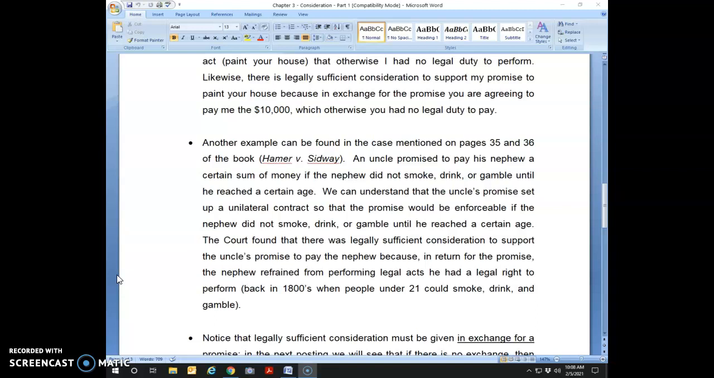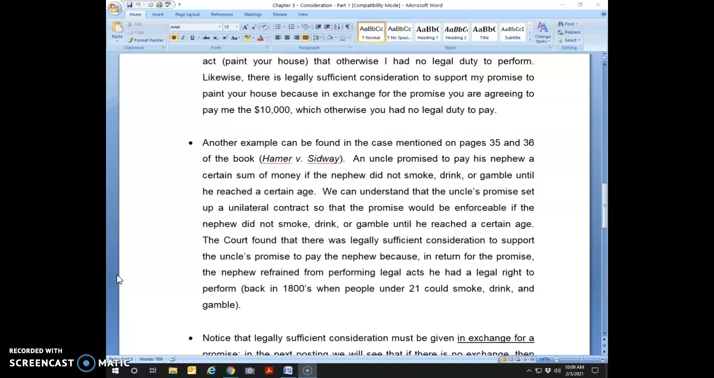If the nephew did not smoke, drink, or gamble until he reached a certain age. And the nephew, when the uncle made the promise, had the legal right, we had sort of different rules then, the legal right, if he wanted to smoke, drink, or gamble. You know, those were the days.